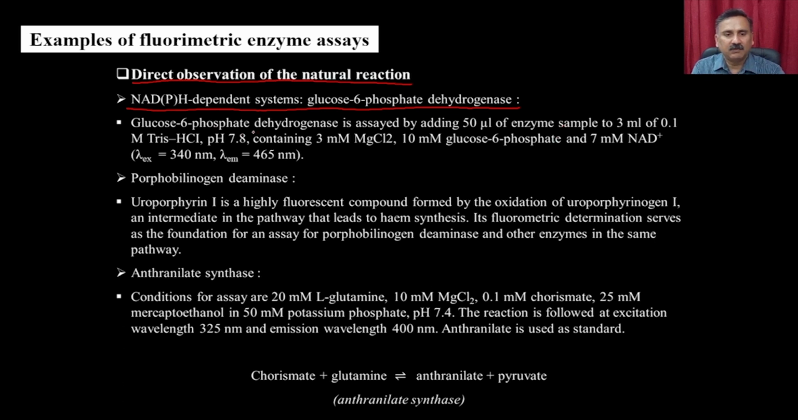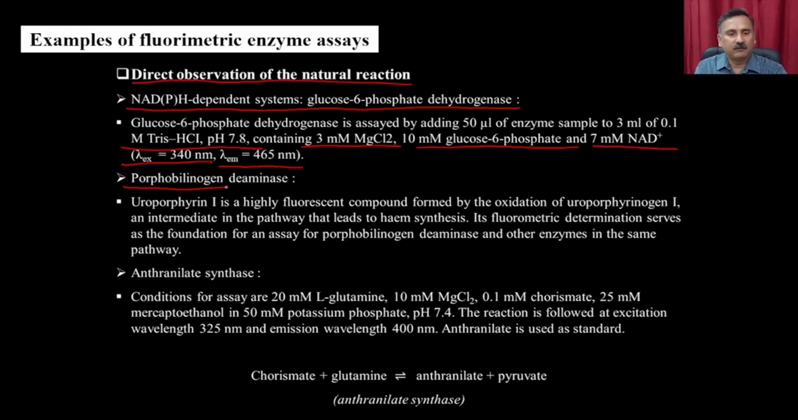You can assay glucose 6 phosphate dehydrogenase by adding 50 microliter of enzyme sample to 3 ml of 0.1 molar Tris pH 7.8 containing 3 millimolar magnesium chloride, glucose 6 phosphate and 7 millimolar NADP plus. For NADPH, the lambda excitation would be 340 nanometer and lambda emission would be 465 nanometers. So you keep the sample in the cuvette, then excite it at 340 nanometer. In monochromator 1 you set 340 nanometer, and in monochromator 2 you put 465.